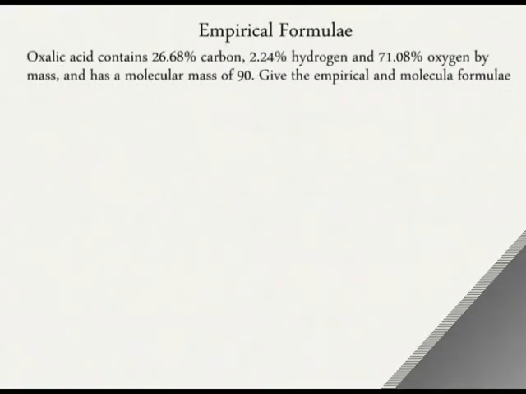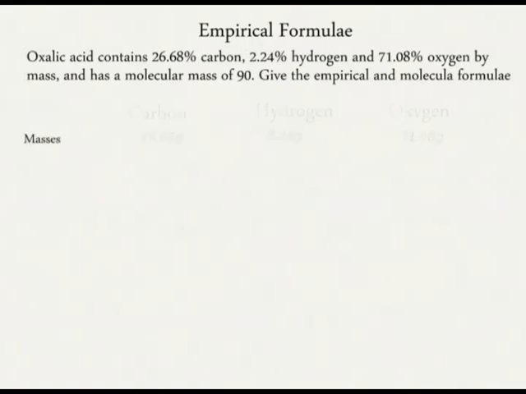Another example. Oxalic acid contains 26.68% carbon, 2.24% hydrogen, and 71.08% oxygen by mass, and has a molecular mass of 90. Give the empirical and the molecular formula. Now we assume we have a 100 gram sample. We convert the percentages to the corresponding masses. Carbon is 26.68 grams, hydrogen 2.24 grams, and oxygen 71.08.